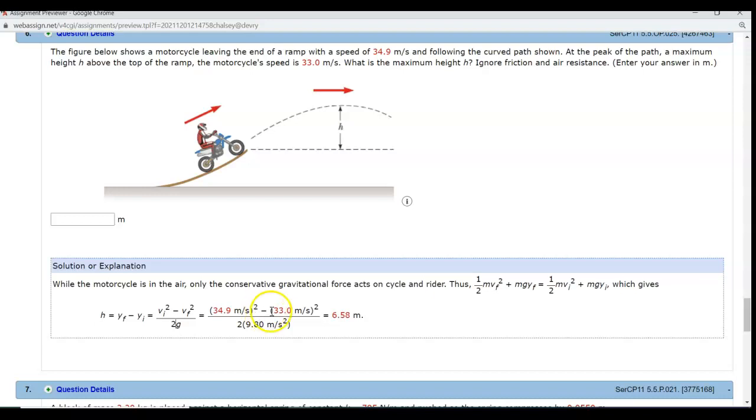His final velocity at that height was 33 meters per second. So we square both those numbers and subtract them from each other. So 34.9 squared minus 33 squared. And then we divide that by 2 times 9.8.